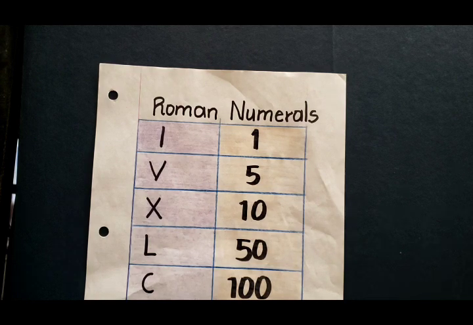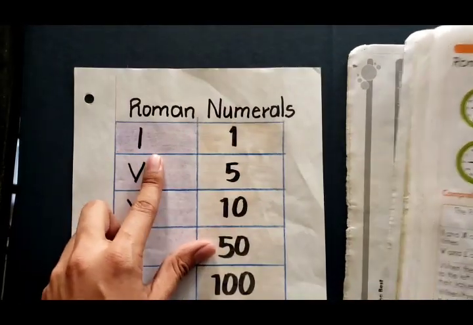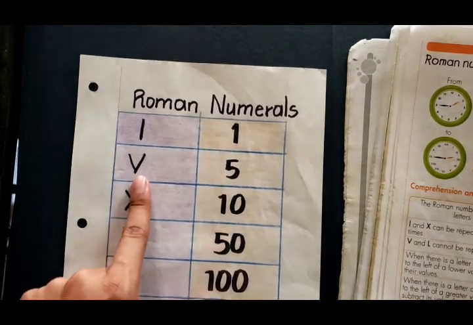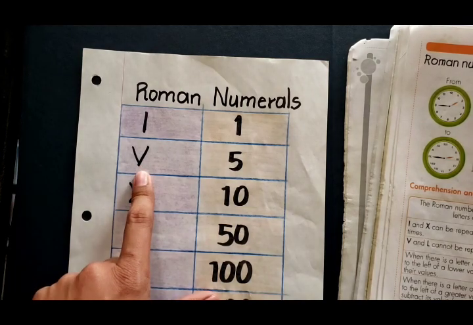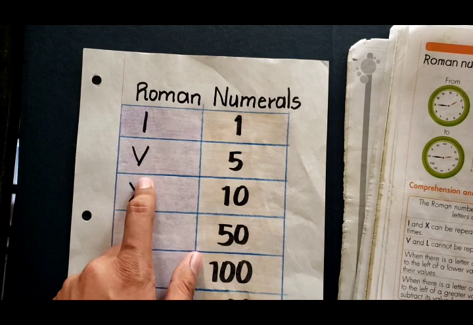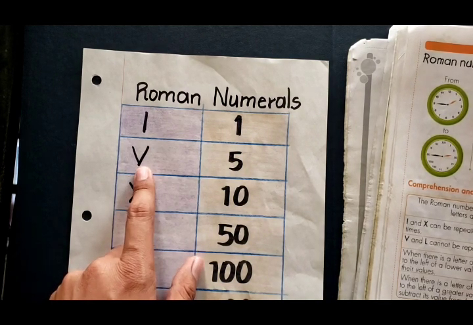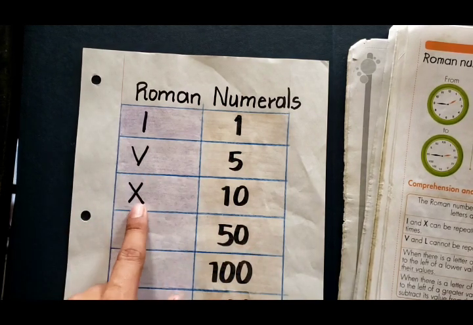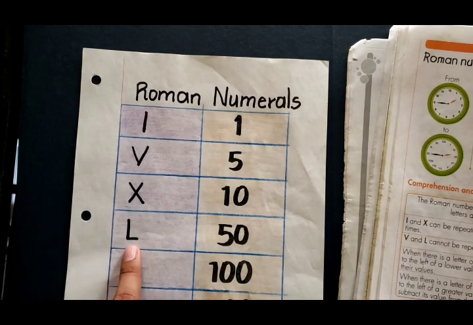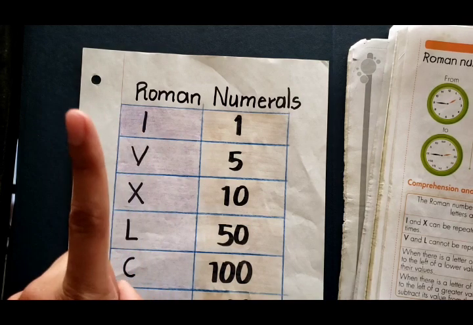You can find it in your book, because you cannot repeat a letter too many times. For instance, the 1, you can only repeat it 3 times. The letter V, which is 5, you cannot repeat it. It never goes repeated. The letter X, you can repeat it 3 times as well. And the letter L cannot be repeated.